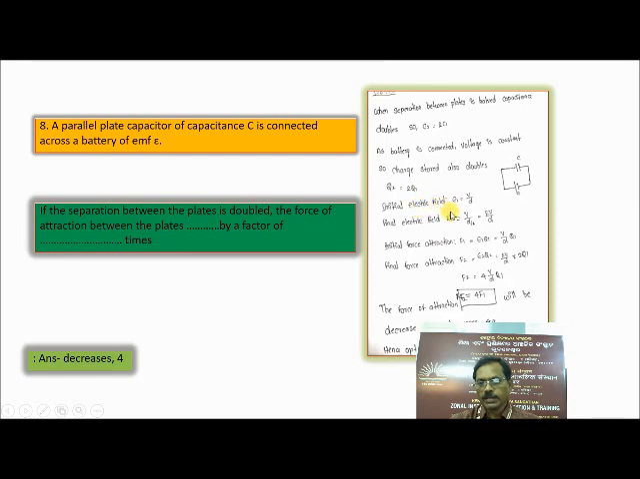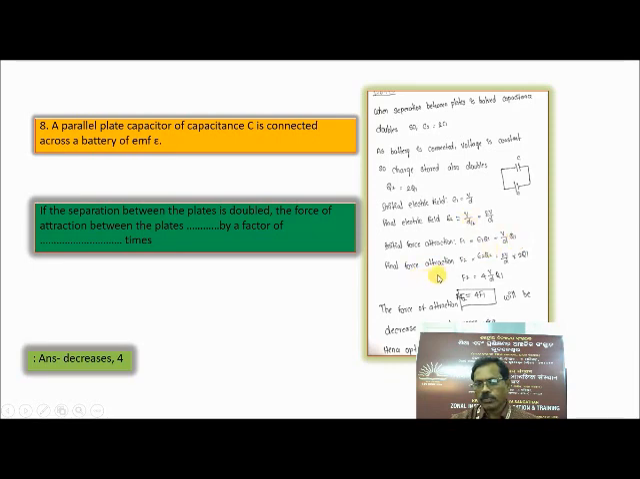Initial electric field E1 is equal to V by D, and the final field after charging is V by D by 2, because the distance is doubled, that is equal to 2V by D. So the 2 goes up, so 2V by D. Initial force of attraction F1 is equal to E1 Q1, or QE, so that is nothing but V by D Q1. Already we have found the electric field.